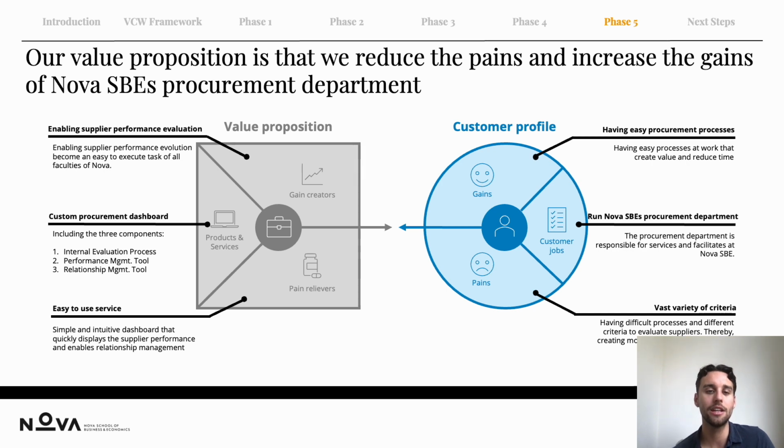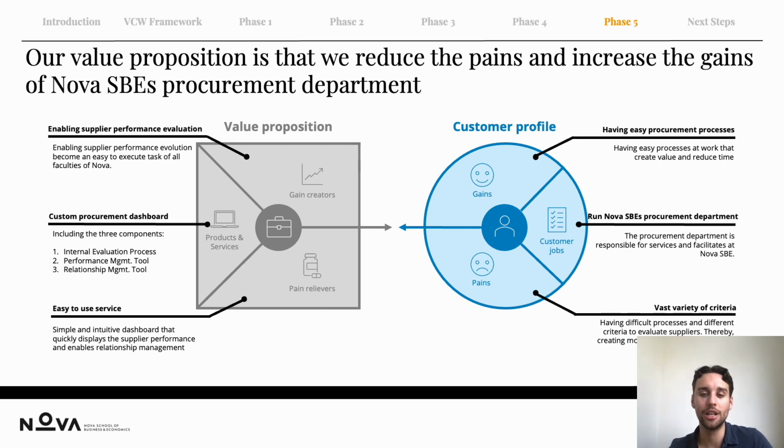And we basically create gain with enabling supplier performance evaluation, which you can see on top, which basically helps Nova SBE to execute tasks and also for other faculties. And the pain relievers which we provide is basically the easy to use service of our dashboard, which is really intuitive and enables relationship management.